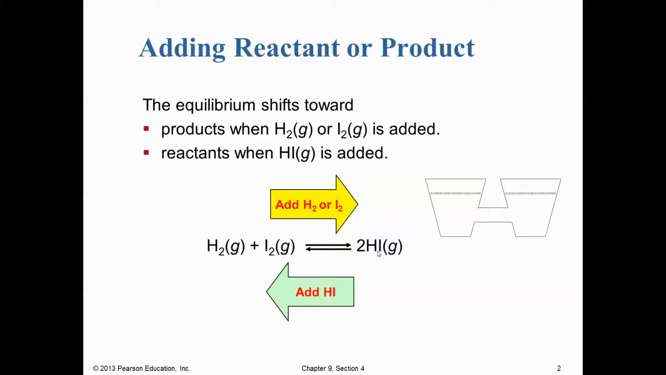Now if we add more product, more HI, we're going to have to use up the excess HI and shift to produce more hydrogen and iodine. We're going to have to shift towards the left or towards the reactant side. And that would be like if we dumped more water into our right bucket, our product bucket, we'd have to flow towards the left or towards the reactants to reestablish that balance.